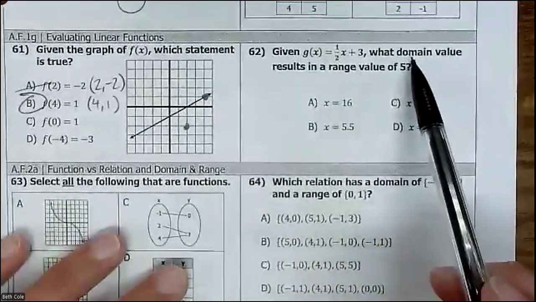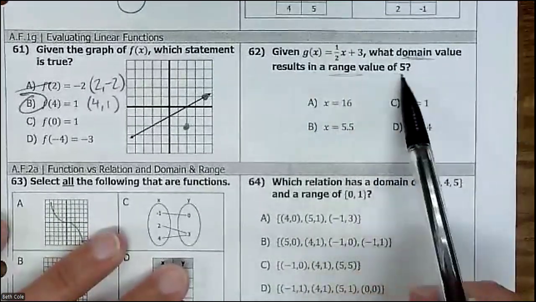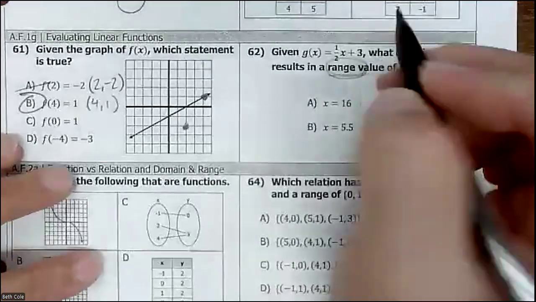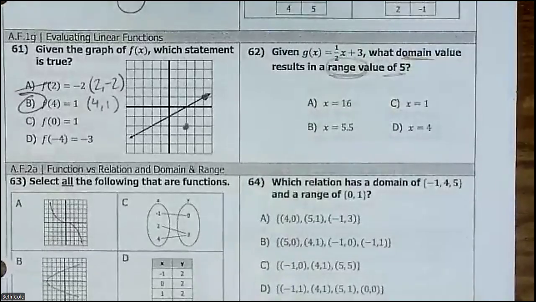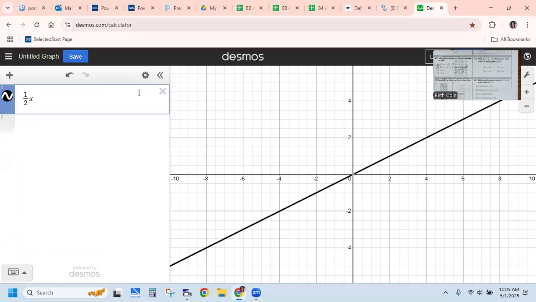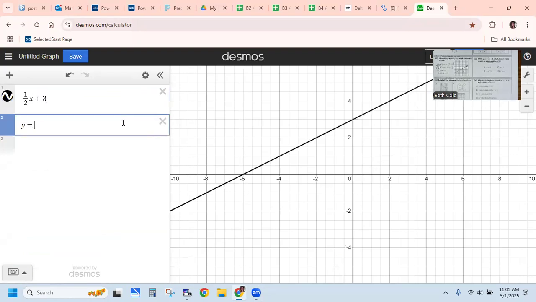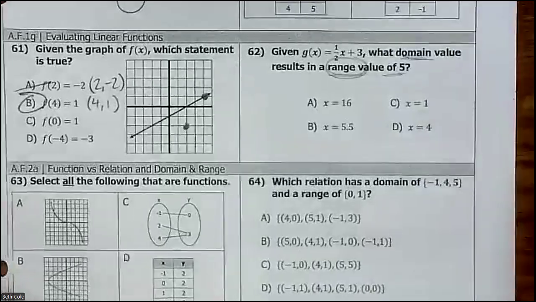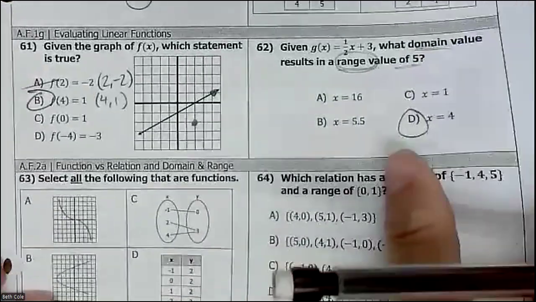Given this function, what domain value results in a range value of 5? All right, is range X or Y? Y. Good job. Watch how I'm going to type. So I'm going to type the 1/2, what was it? +3, thank you. Then in the next line down, I'm going to type Y equals the range value they gave us, 5, and I'm going to click where those two graphs intersect. So what is the X value that's going to give you 5? 4 is your answer. Do you see that there? Yeah. 4. So what is that? D, as in dingo.